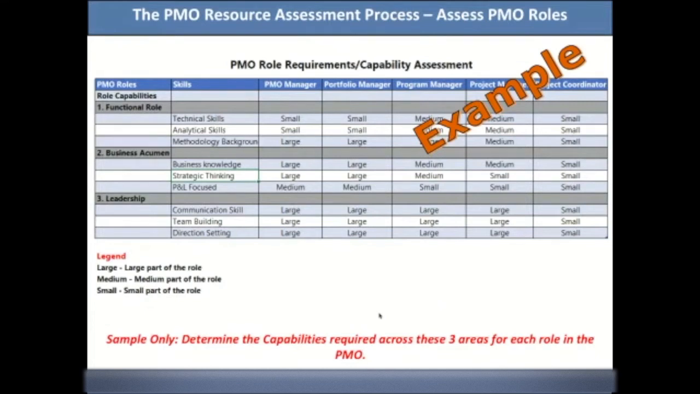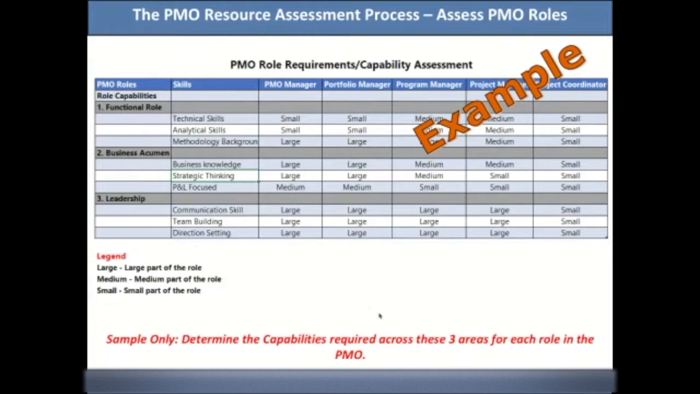So here's what you do. You build yourself a PMO requirements capability assessment spreadsheet. Across the top, you've got the various roles of the project. Down the side, you've got these 3 buckets, right? These role capabilities: functional, business, and leadership. And then you're going to add the specific skills to those particular areas. So for functional, do they need technical, analytical, methodology background? And you put as many rows in there as possible. Same with business acumen. What are the 3 or 4 or 5 or 10 things that you want them to have for business acumen? What about leadership?